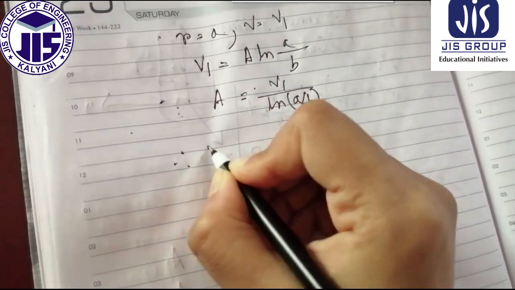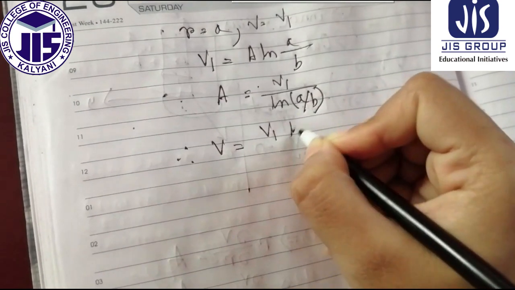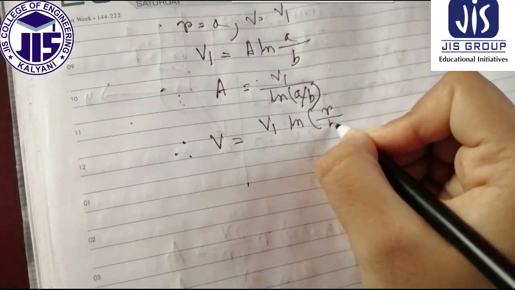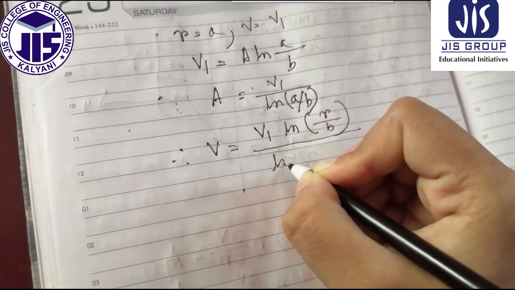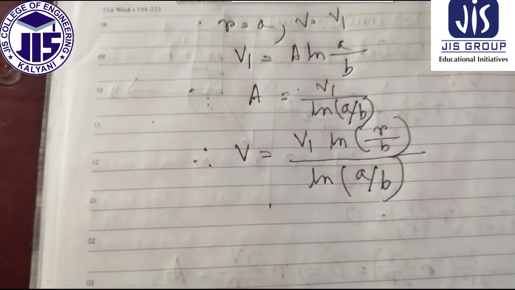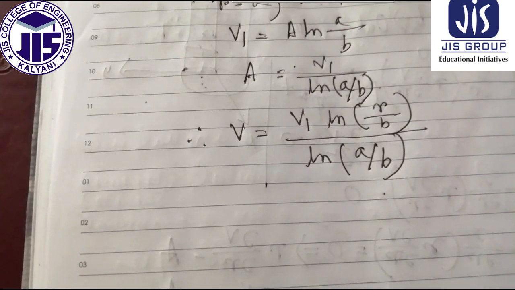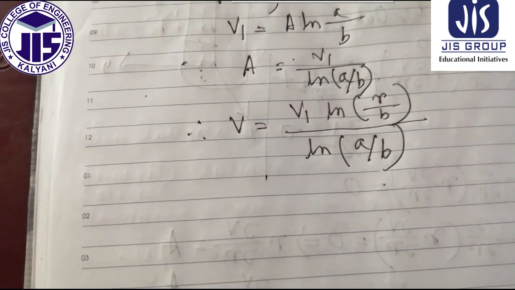Finally, the potential V equals V1 ln of r by b divided by ln of a by b. This is the expression of the potential for cylindrical coordinates.